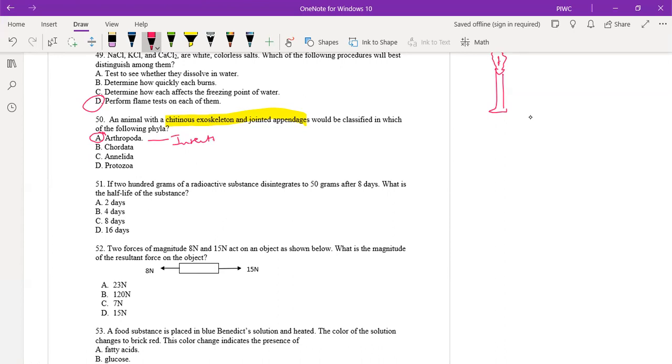Chordata, chordates, are animals with backbone. Annelids deal with worms. And then we know protozoa, those one-cell organisms. Protozoa, they're unicellular organisms.